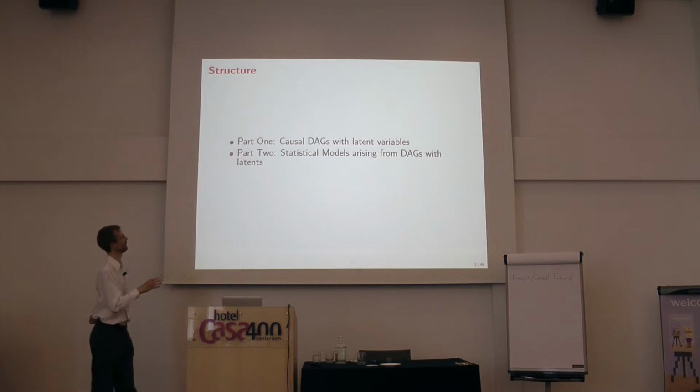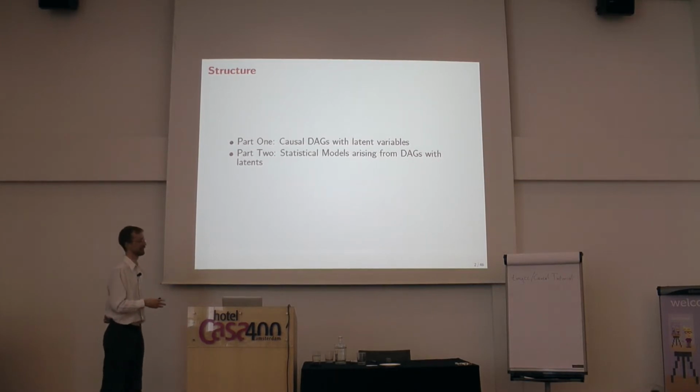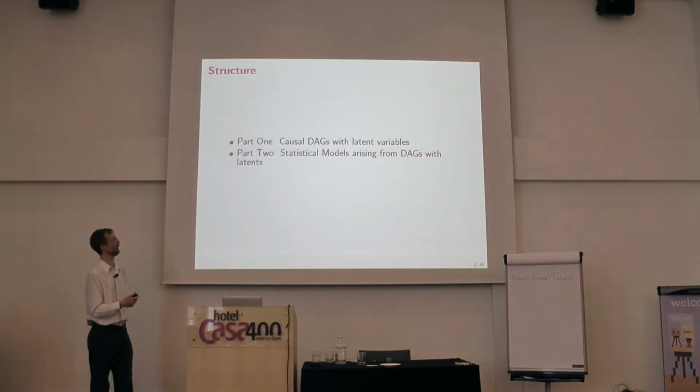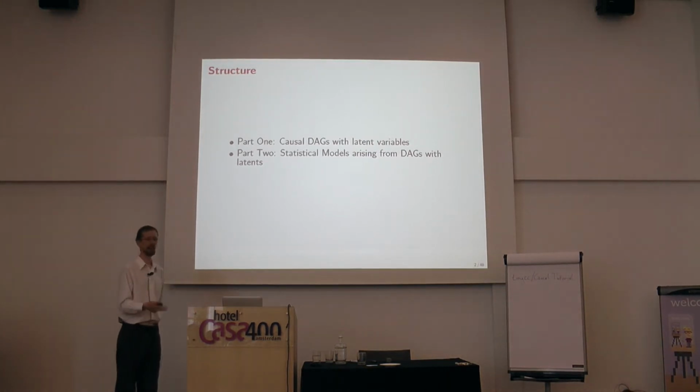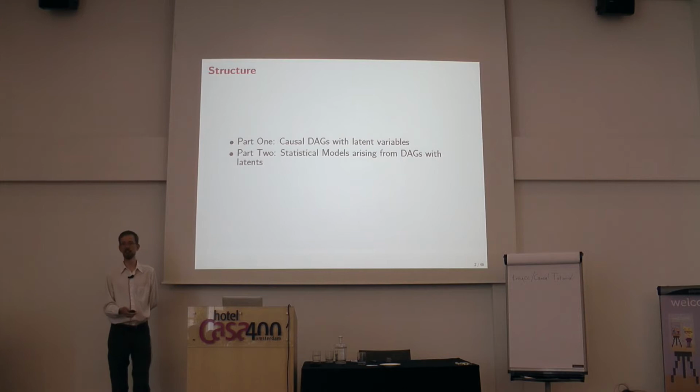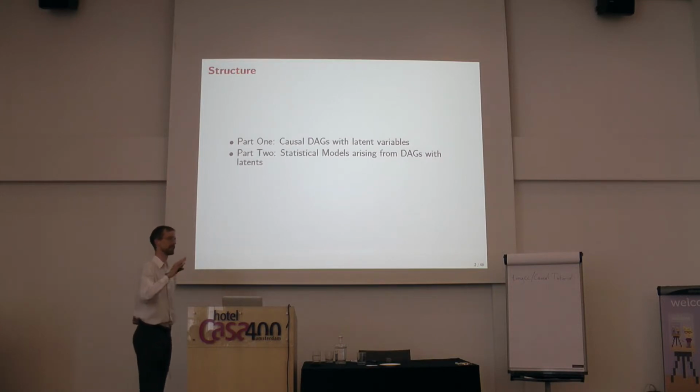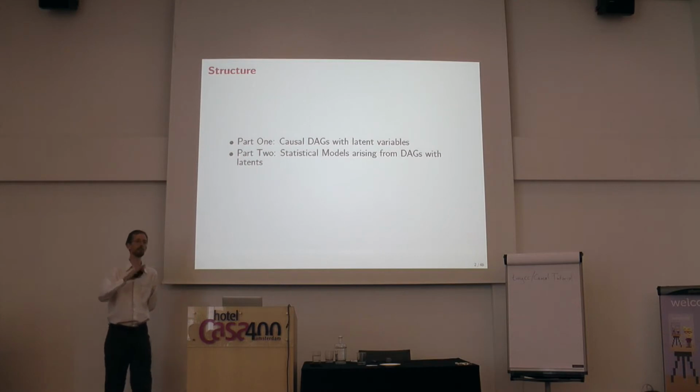The second part will be Rob will present that, and it will be more statistical in flavor, in that it will be talking about sets of distributions that are defined by constraints that arise from DAGs with latents. So in some sense, part one, we will be doing operations essentially on one distribution. Part two, we'll be talking about sets of distributions.